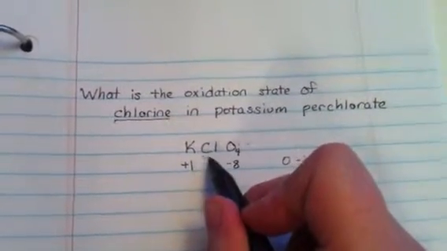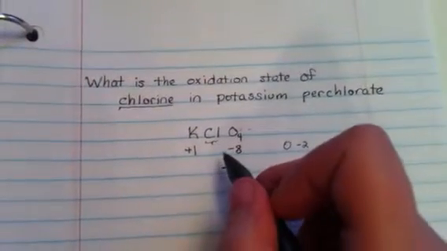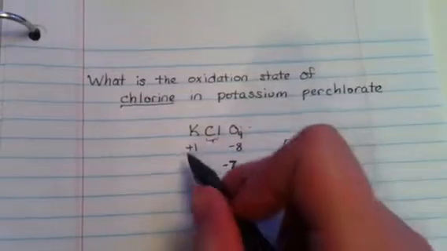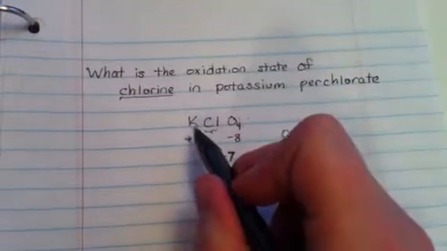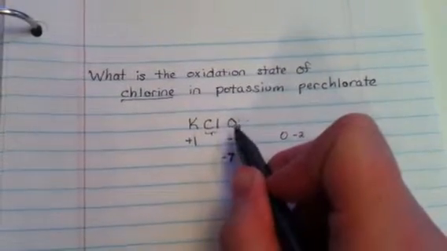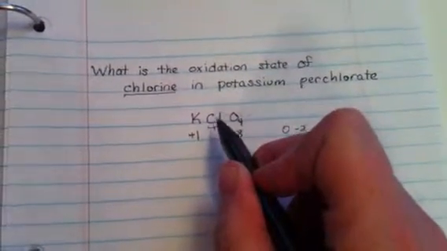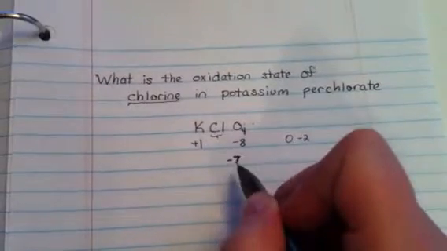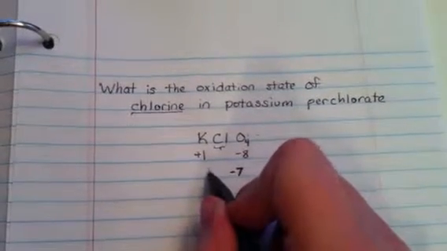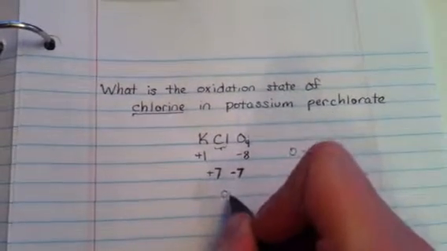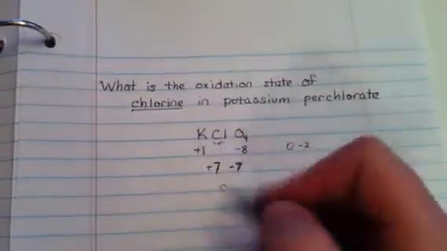And we want this chlorine ion right here. We need to figure out what charge it has to make this entire formula equal. If potassium and oxygen put together have a -7 charge, what charge will chlorine need to be to make this equal 0? Well, +7, because a +7 and a -7 equal out. And this formula is now equal.